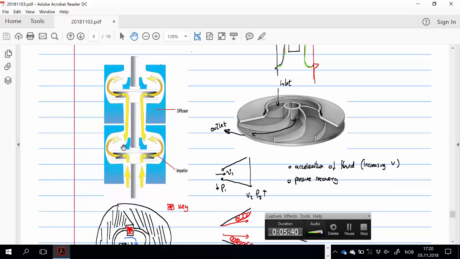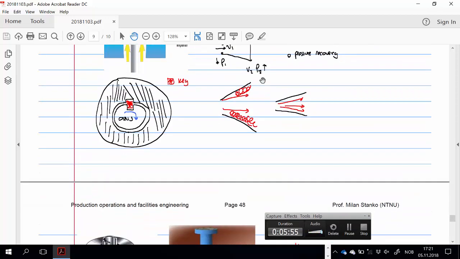The pump is a multi-stage centrifugal pump. The impeller is like this size, maybe, and the fluid enters through the center and then goes on the outside due to the rotation.